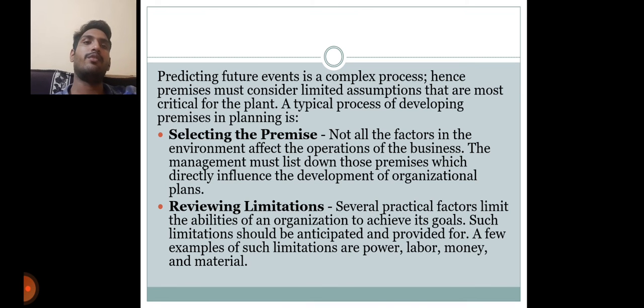A typical process of developing premises in planning is, first, selecting the premises. Not all the factors in the environment affect the operations of the business. The management must list down the premises which directly influence the development of the organizational plan. Second, reviewing limitations. Several practical factors limit the ability of an organization to achieve its goal. Such limitations should be anticipated and provided for. A few examples of such limitations are power, labor, money, and material.